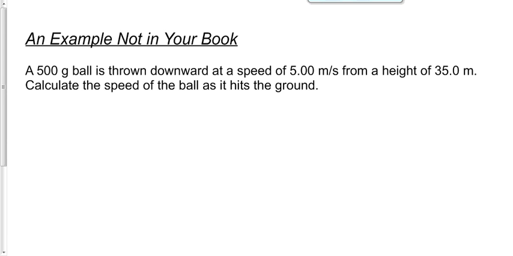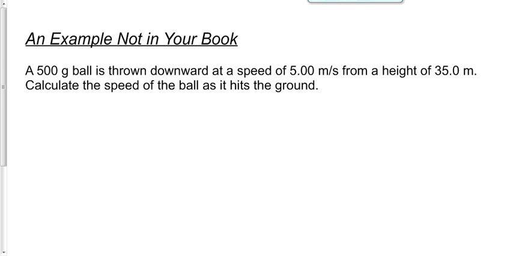We're going to do a relatively straightforward example. It doesn't look like a roller coaster problem at all, but in the end, it ends up being solved the same way as that example that we gave you a few minutes ago and didn't solve. It says a 500-gram ball was thrown downward at a speed of 5 meters per second from a height of 35 meters. Find the speed of the ball when it hits the ground.